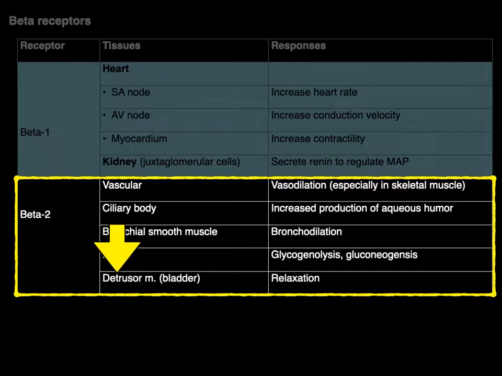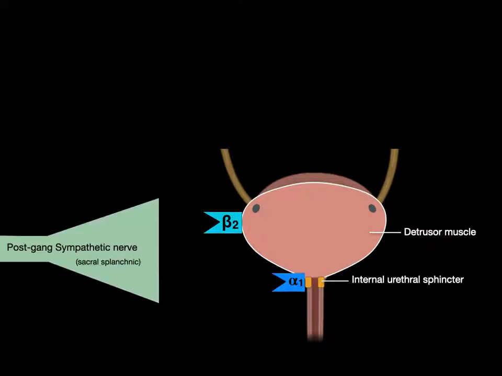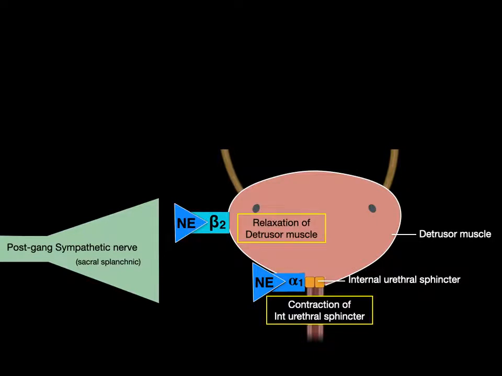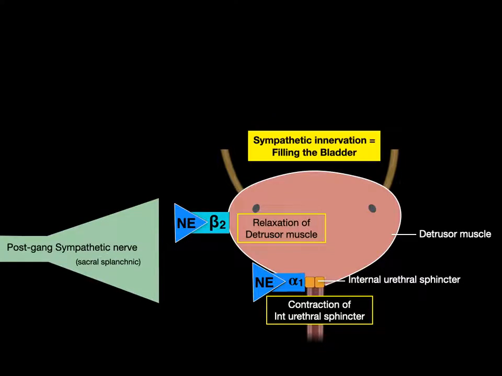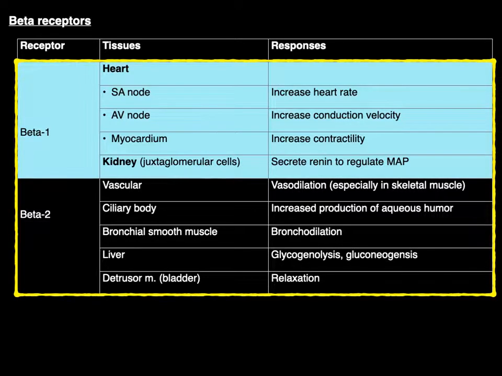And finally, the detrusor muscle stimulation causing relaxation. So here is the detrusor muscle of the bladder, which has beta 2 adrenergic receptors. And remember that at the neck, the internal urethral sphincter has an alpha 1 adrenergic receptor. So when sympathetic nerves release norepinephrine, shing, you get relaxation of the detrusor muscle and contraction of the internal urethral sphincter, both of which help with filling of the bladder. So there are the beta 1 and beta 2 adrenergic receptors.